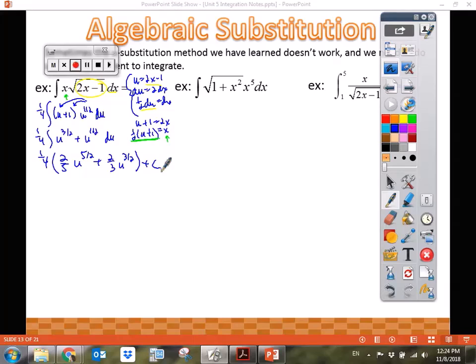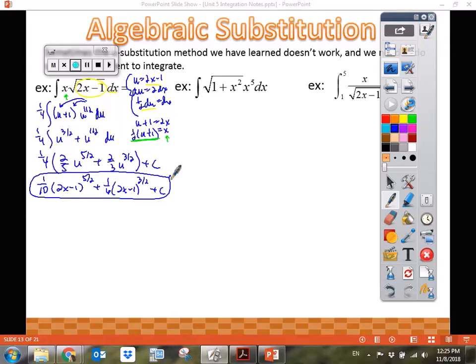Alright, so I'm going to do two things at once. I'm going to distribute this 1/4, and I'm going to put the u back in all at the same time. Hopefully that's not too troubling. I'm going to do that all in one step and get 1/10 times my u, which is 2x minus 1, to the 5/2, plus 1/6 times 2x minus 1 to the 3/2, plus c. And that is our very first algebraic substitution. How's that? Okay.